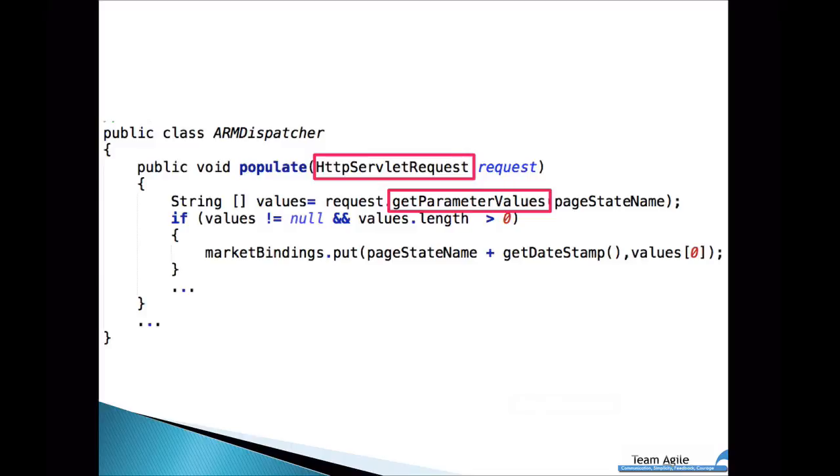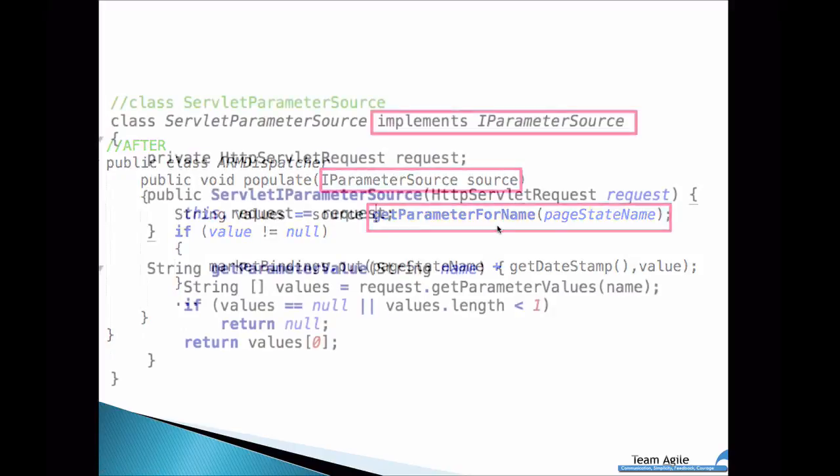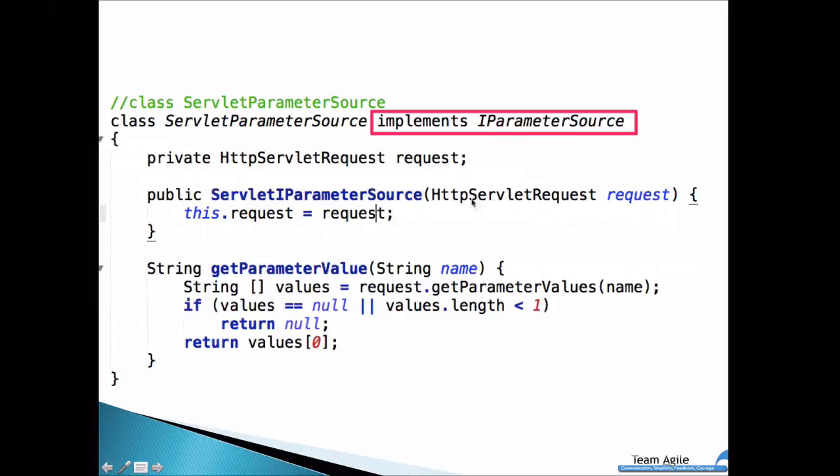So what we do is we say, okay, let's use the interface segregation. We only need to use a single method, and that gives us the ability to refactor and wrap it in an interface that only has a single method. So we can create an interface called iParameterSource, which has a method called getParameterForName. An iParameterSource will use the HTTP servlet, and inside it will use whatever servlet method it needs, but it only has this one method.